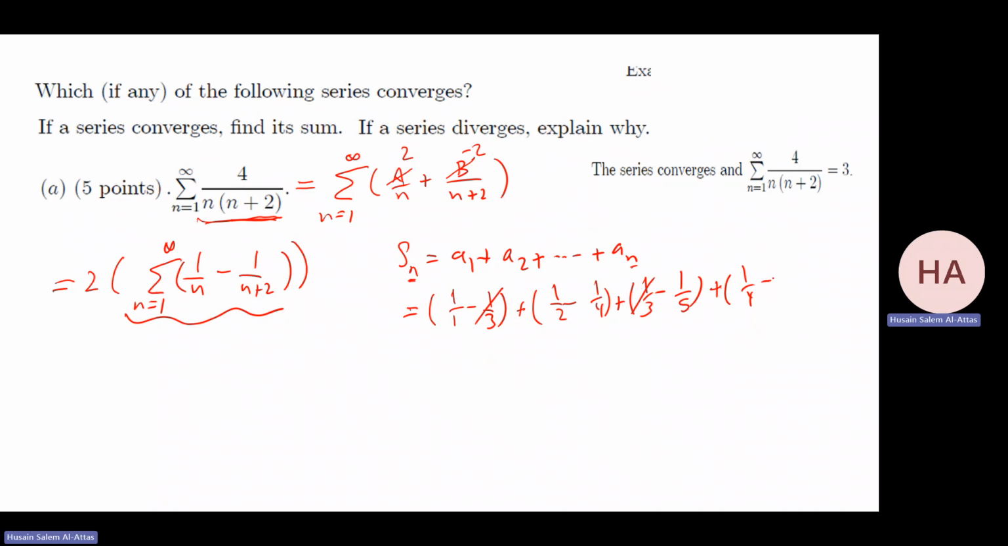So I need 2 terms. I have plus 1 over 4 minus 1 over 6. So this is cancelled with this. Also I need 2 terms at the end, so I need n minus 1 also. So I have 1 over n minus 1, minus 1 over n, plus 1 over n plus 1. The last one is 1 over n plus 2. So these cancelled, and this also cancelled somehow here.